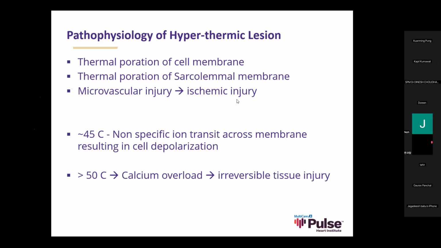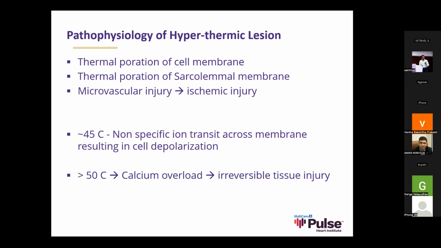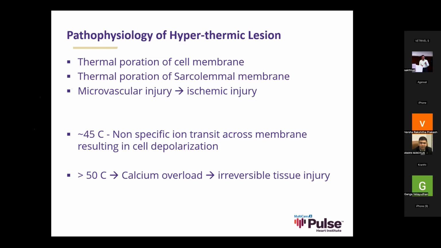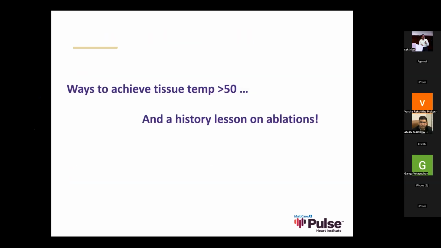So at about 45 degrees Celsius, non-specific ion transit across the cell membrane results in cell depolarization. Greater than 50 degrees Celsius, there is a calcium overload inside the cell, and that leads to irreversible tissue injury. So bottom line is we need to go to about 55 degrees Celsius to achieve irreversible tissue injury. So how do we achieve a tissue temperature of greater than 50?